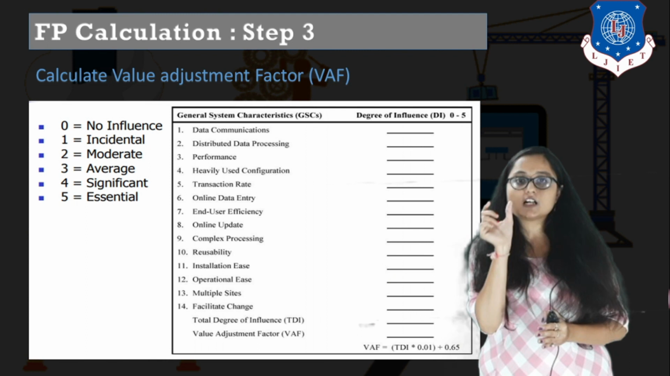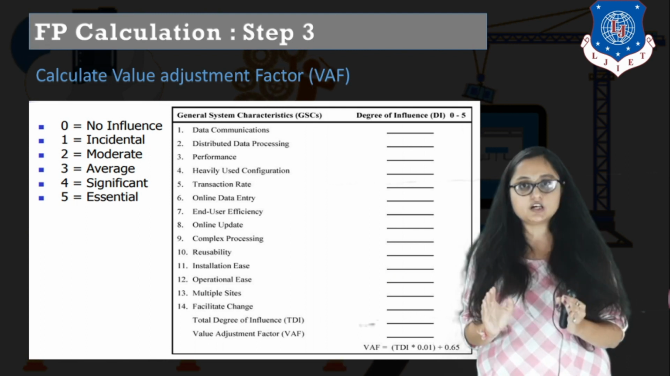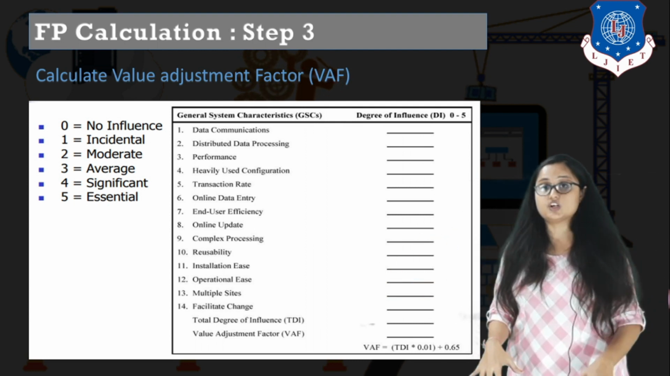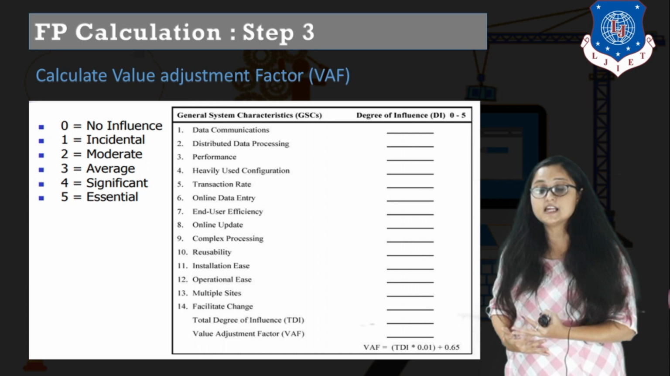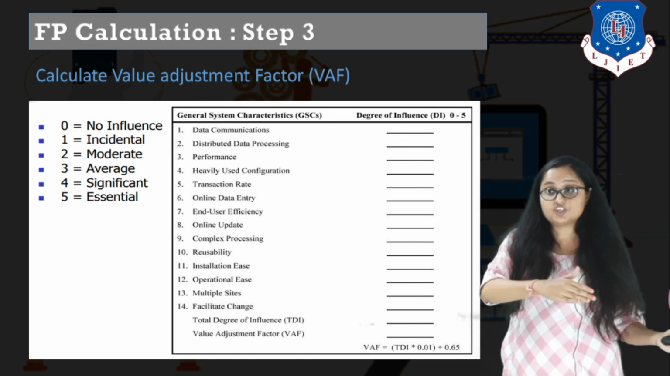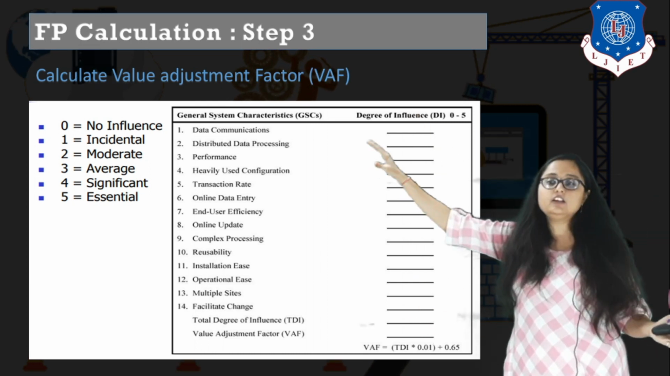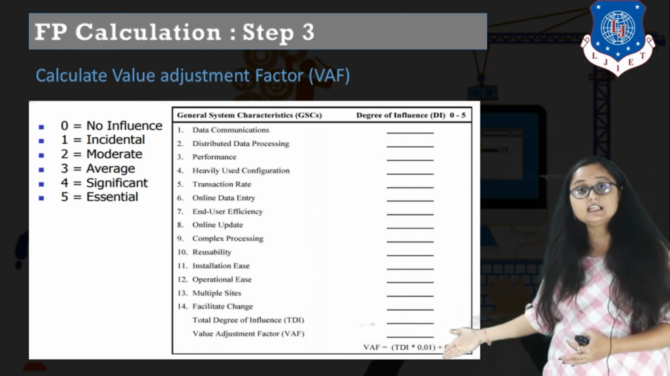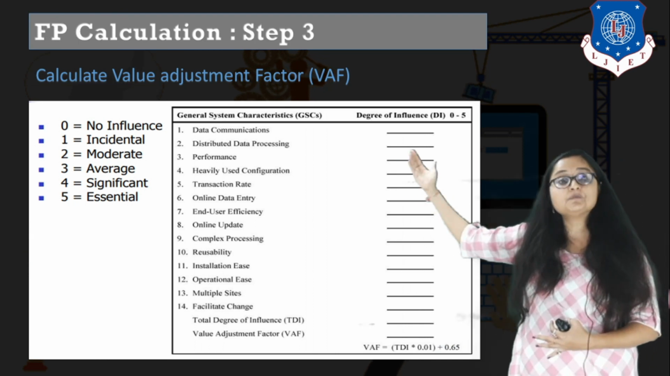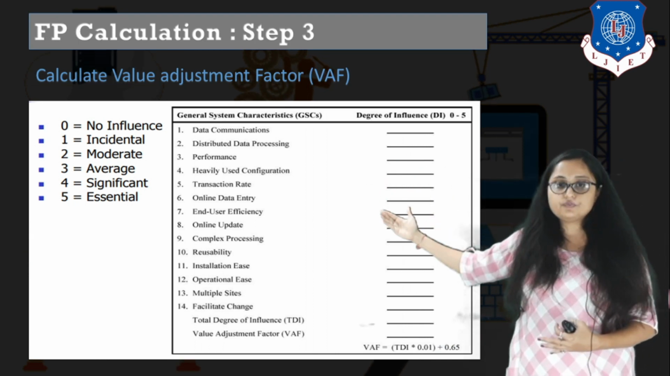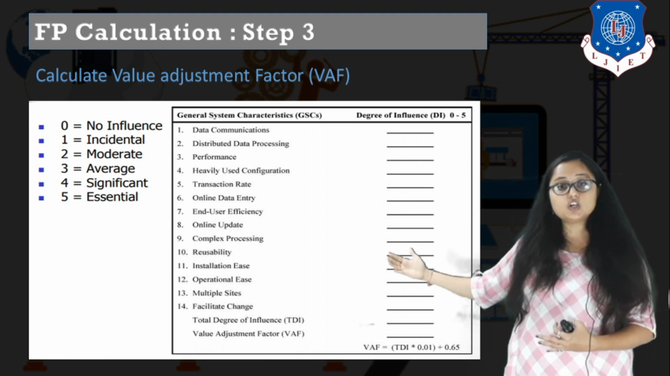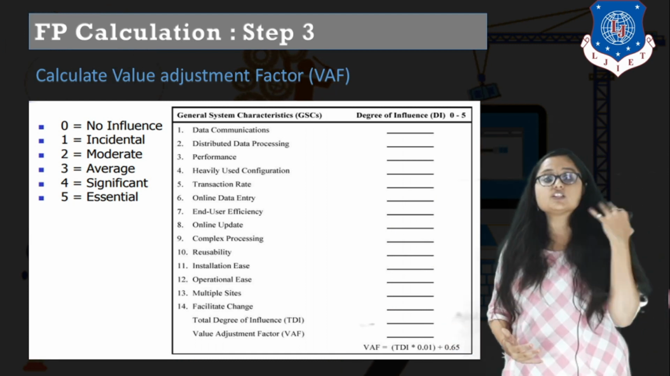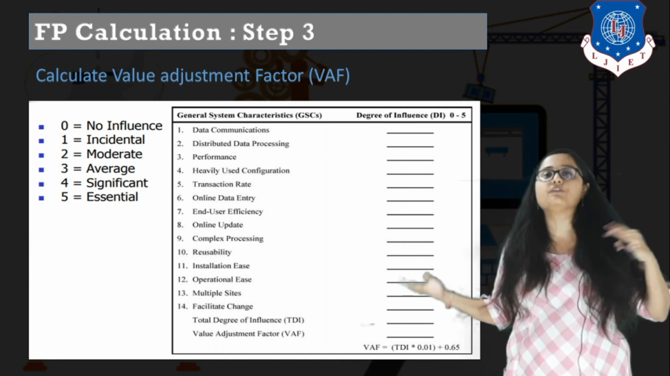So that was unadjusted function point. The unadjusted comes because we have only considered functional requirement, but we don't want all the metric to be based on functional requirement. As a result of this, we are adjusting the unadjusted function point while calculating value adjustment factor, that is VAF, and that is based on these 14 data attributes. You can see data communication, distributed data processing, performance, end user efficiency, installation ease, reliability.